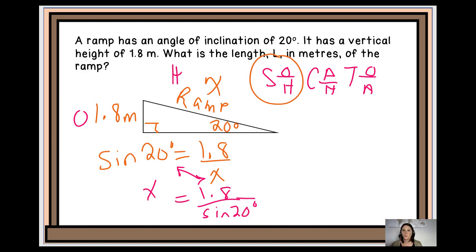Okay, go ahead and type in your calculator 1.8 divided by sine 20, or again, some of you may have to enter 1.8 divided by 20 sine. Okay, so the length in meters is 5 meters. If you rounded to 1 decimal point, it would be 5.3. We'll say 5 meters.